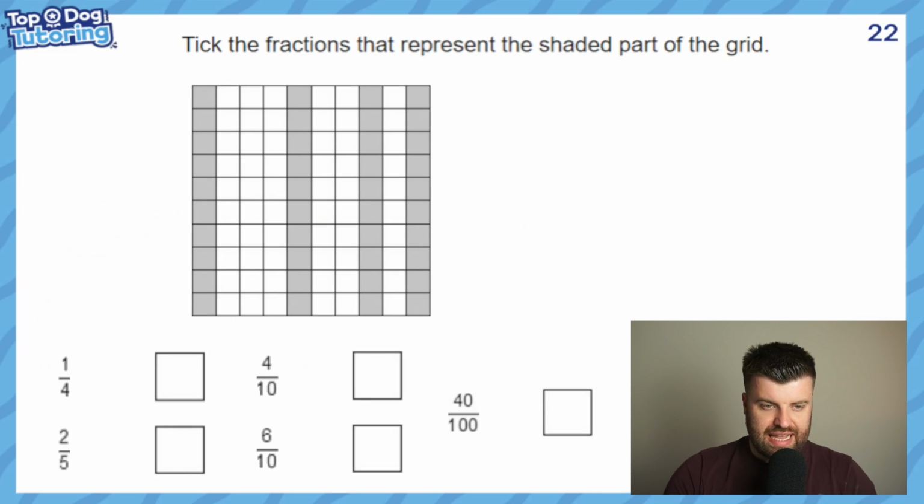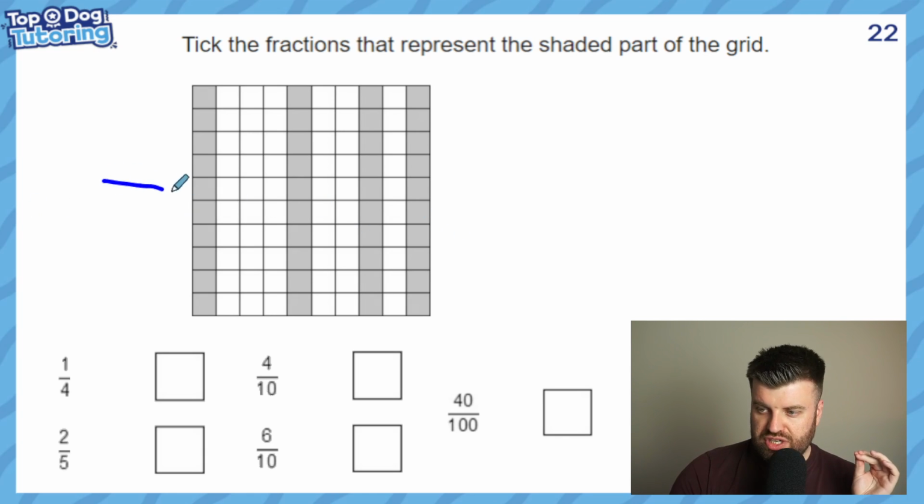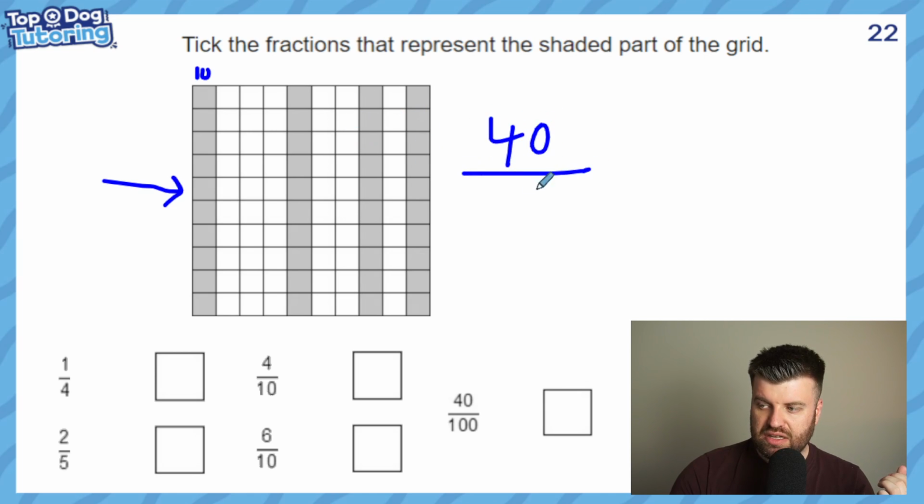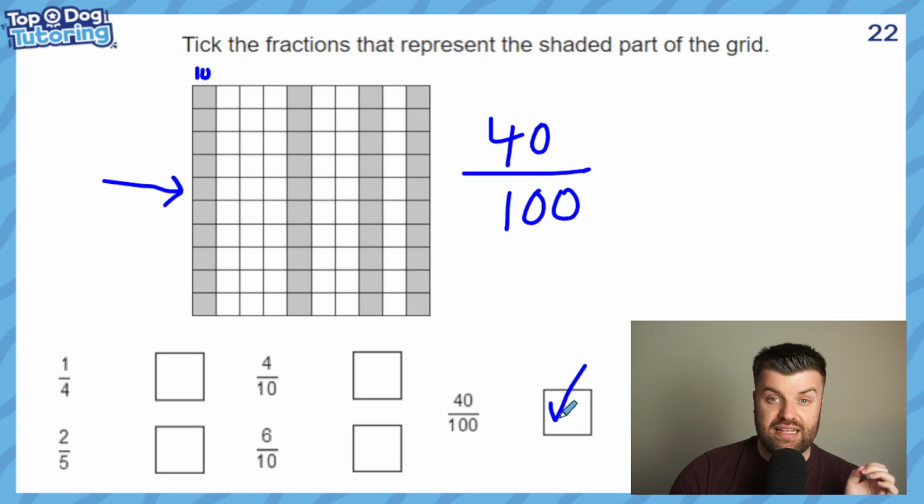Let's take a look at this one again. This is to do with, can you figure out what's shaded by counting? So in this case, we know that each column is 10, and it's 10 by 10, so this is a 100 grid. We have 10, 20, 30, 40 shaded out of 100 in total. So we know straight away we can tick that. That's not testing anything other than can you figure out what the fraction is. But it says tick the fractions, read the question carefully with an S, it's going to be multiple.